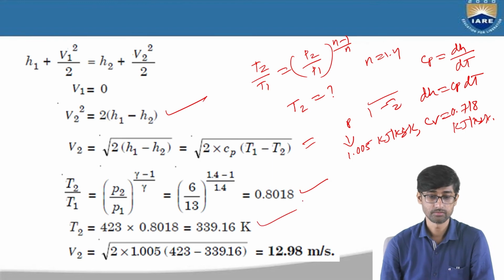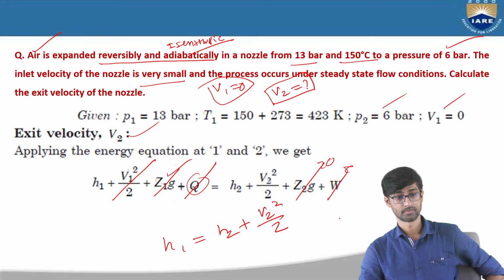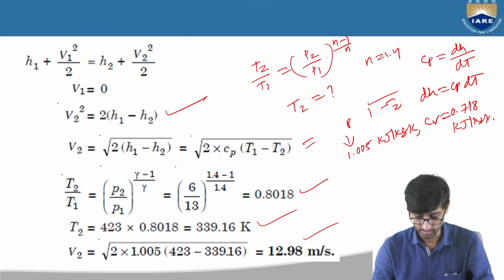So after calculating T2, calculate the value of V2, velocity V2. This is the exit velocity of the nozzle. This is how to solve the problem.